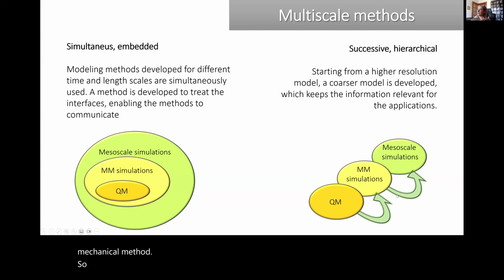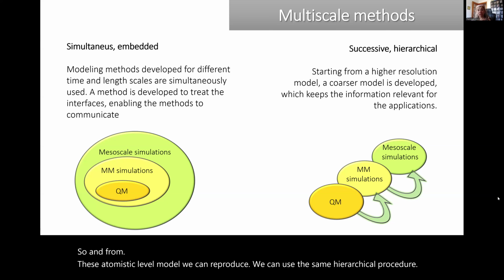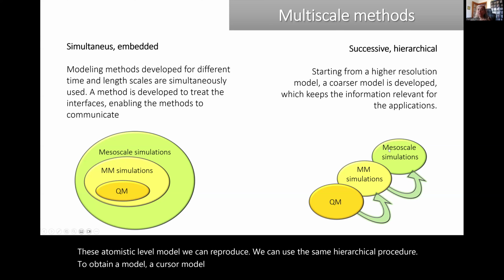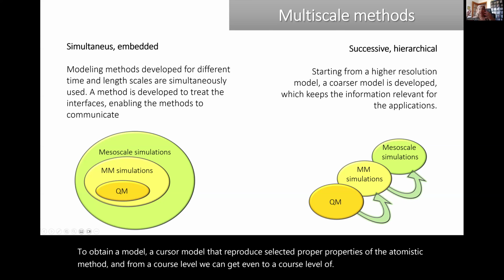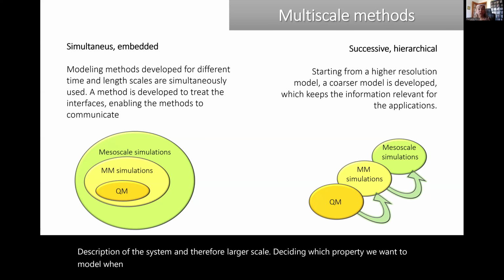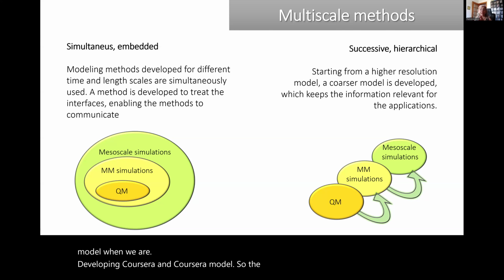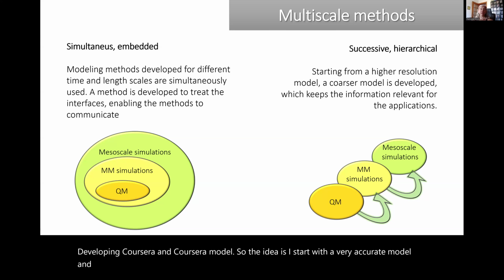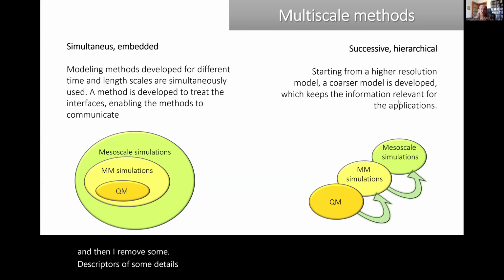And from this atomistic level model, we can use the same hierarchical procedure to obtain a coarser model that reproduces selected properties of the atomistic method. And from a coarse level, we can get to an even coarser level of description of the system, and therefore larger scale, deciding which property we want to model when we are developing coarser and coarser models. So the idea is I start with a very accurate model, and then I remove some descriptors, some details of the model, in order to model a larger system. And this is called the hierarchical multiscale method.